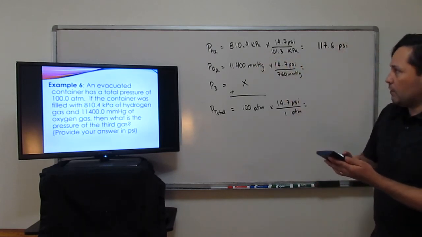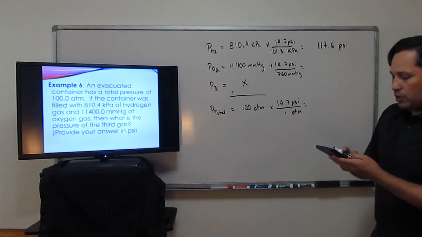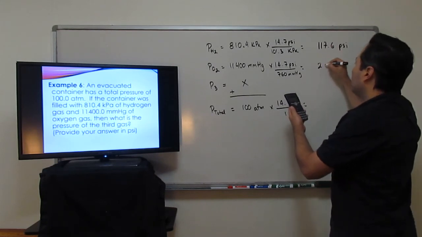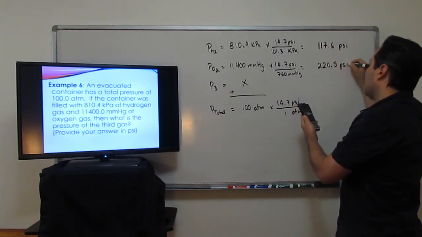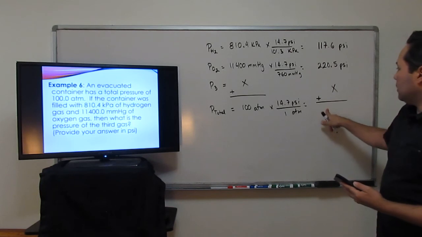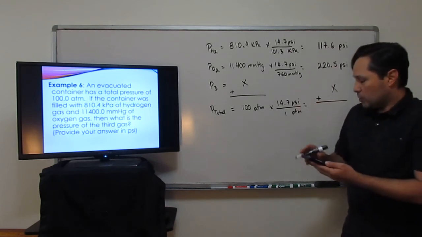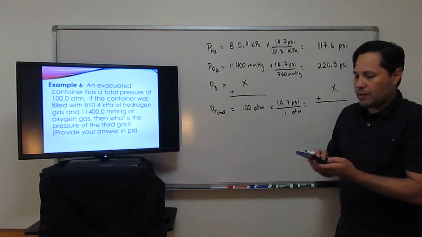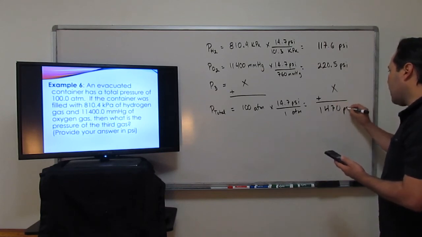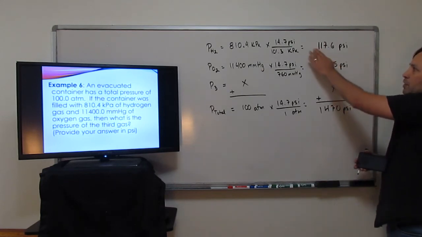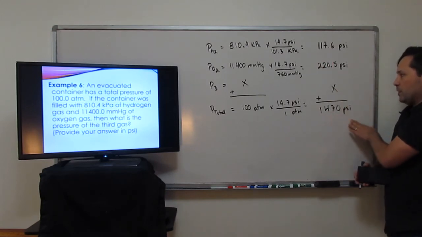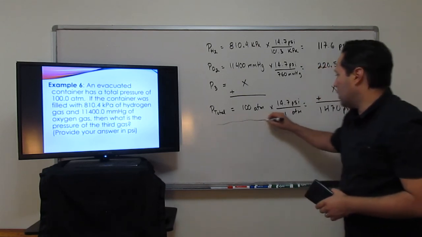For our second gas, we have 11,400 multiplied times 14.7 divided by 760. It's going to give us 2,200.5 psi. Third gas we don't know, that's actually what we're solving for. And if we add them all together, well, let's get the final answer. So we have 100 times 14.7 divided by 1 will give us 1,470 psi. So now this becomes a math problem. You have this plus that plus some number x will give us 1,470 psi.